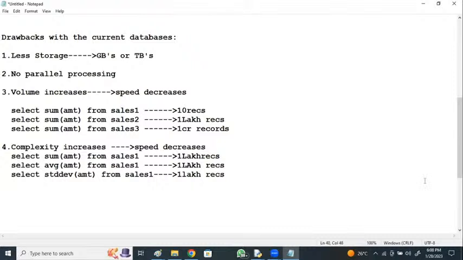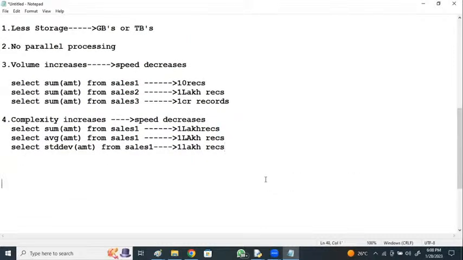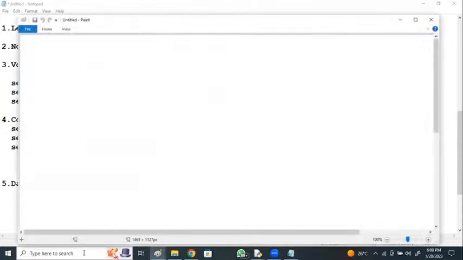And the major drawback with databases is that they can handle only structured data. They cannot handle unstructured or semi-structured data. For example, if you want to take reviews for a particular movie, the table name is reviews.